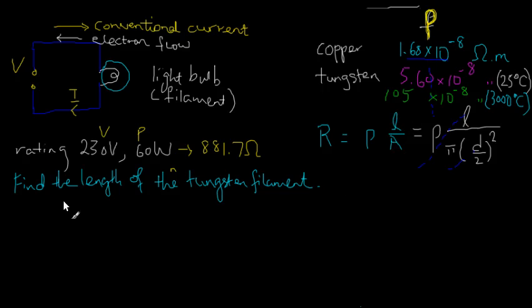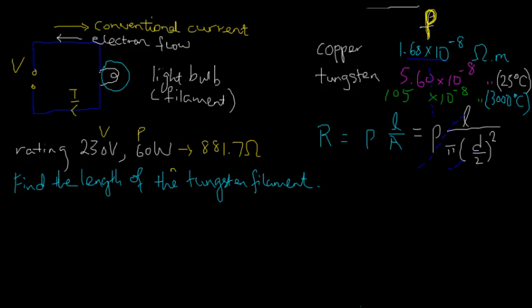Now what I'd like to find is the length of the tungsten filament. I can use the same formula, but there is one more value that I need. If you look at this formula, we have the R. R is this 881.7 ohms. We have rho, the resistivity at 3000 degrees Celsius. L is what we want to find, but we don't know D yet. Right, so we need D.